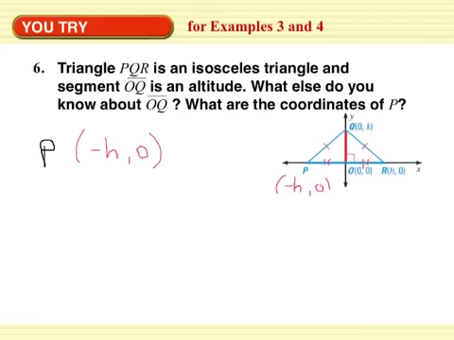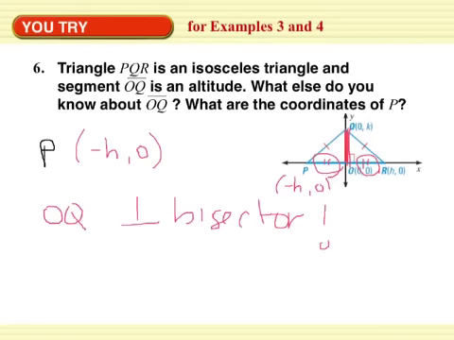Okay, that one you should be able to get. So what else do we know about OQ? Well, we learned that if OQ is an altitude and these two are equal, then this actually is a perpendicular bisector. Yep, that's what we know.